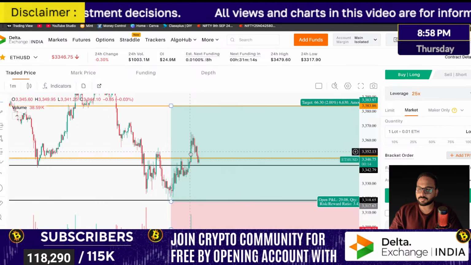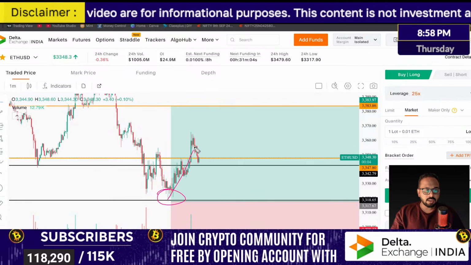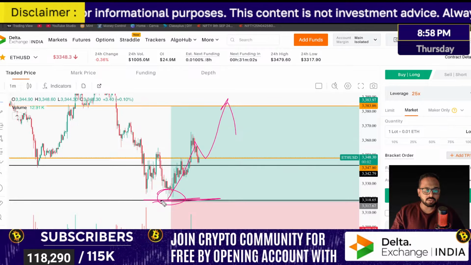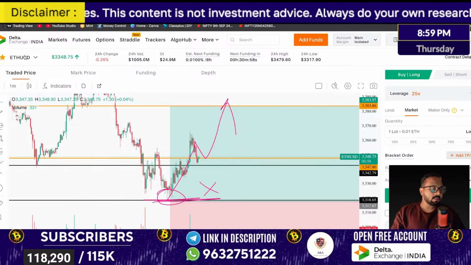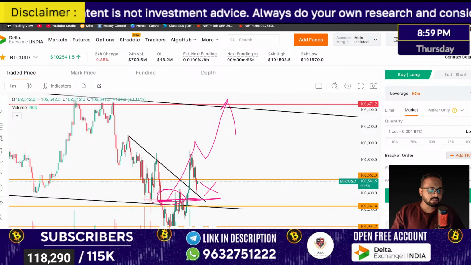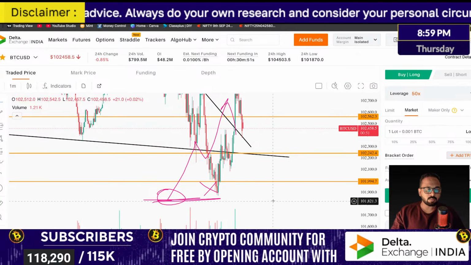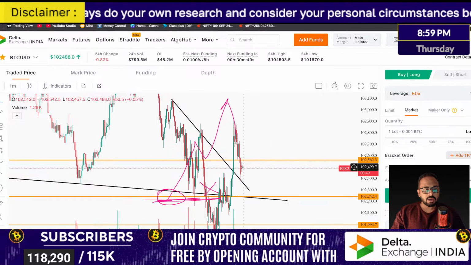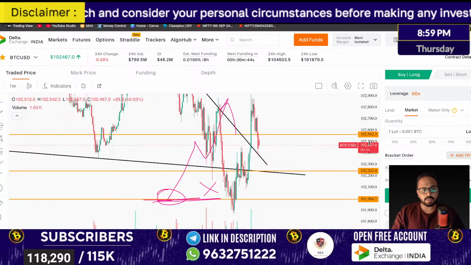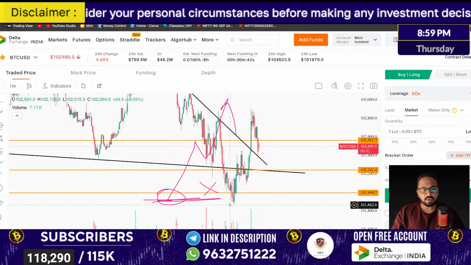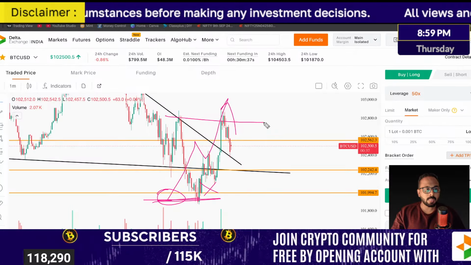Anyways, now this is the buyer zone. Like I said, as long as the market doesn't go below this zone, don't look for bearish in Ethereum and in BTC also. This is the buyer zone. He pushed the market towards the upside, and now as long as the market doesn't take out this zone, don't look for a bearish trade.